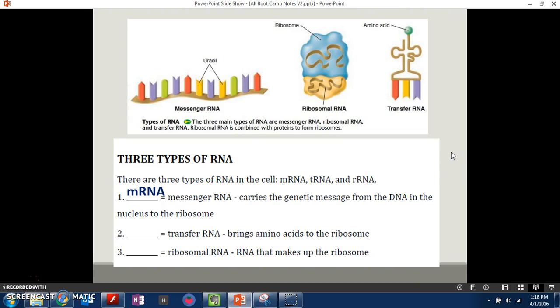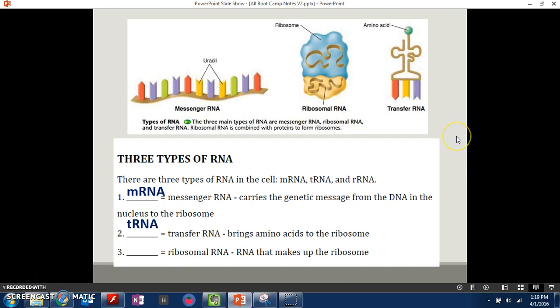RNA is very important. There are 3 types of RNA. The first one is the messenger RNA, or mRNA. The important thing about mRNA is that it sends the message from the DNA outside of the nucleus. The DNA cannot leave the nucleus, so it has to have a messenger to send the message outside.